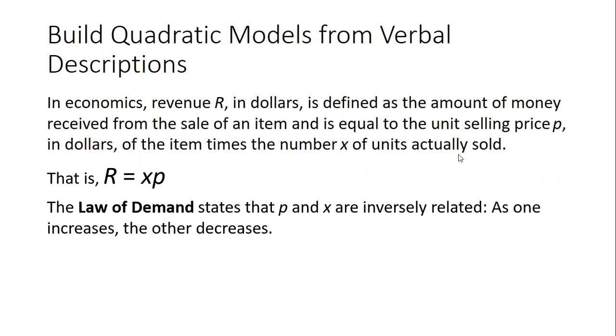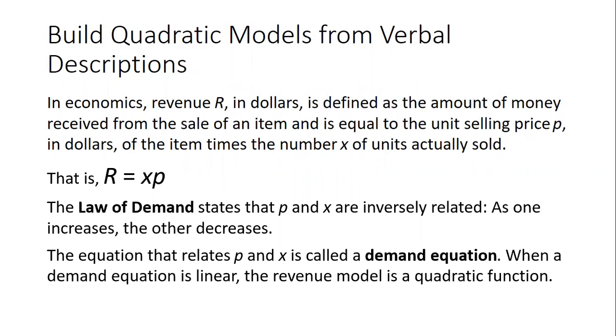Okay. The law of demand states that P and X are inversely related. As one increases, the other will decrease. That's what that means. So P and X are inversely related. As one increases, the other decreases. This is what we call our demand equation. When the demand equation is linear, the revenue model is a quadratic function.